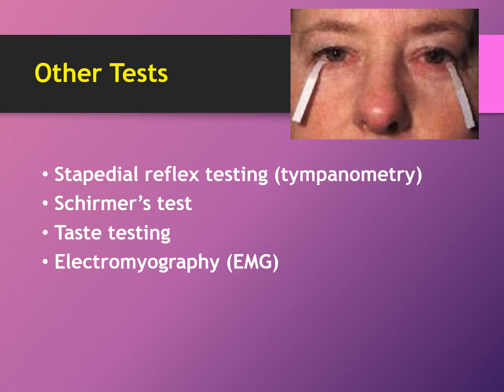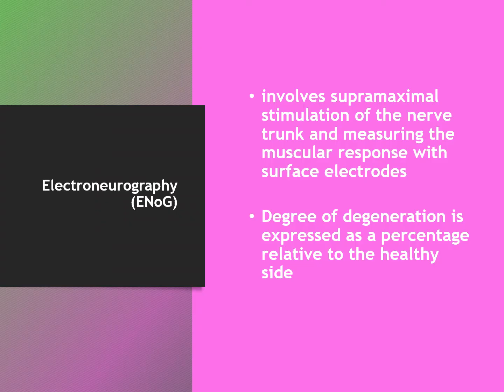Other tests that can be done are the following. One is the stapedial reflex testing through tympanometry. This is just to test the stapedius muscle. Schirmer's test, also taste testing and electromyography. Electroneurography, or ENOG, involves supramaximal stimulation of the nerve trunk and measuring the muscular response with surface electrodes. So the degree of degeneration is expressed as a percentage relative to the healthy side.